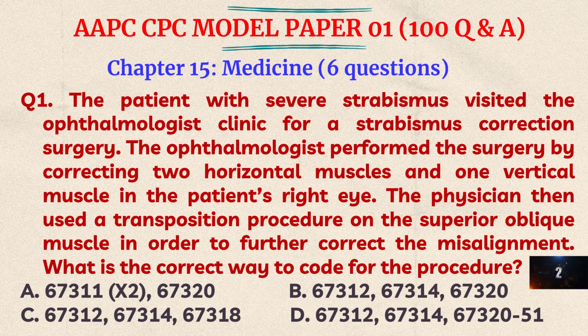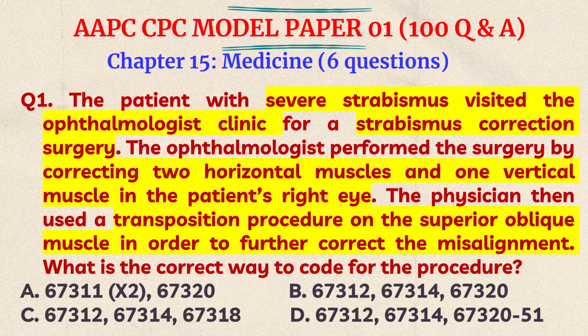3, 2, 1. Okay, in this case, you have to highlight this is a severe strabismus case. The patient visited the ophthalmologist for the strabismus correction surgery, correcting 2 horizontal muscles and 1 vertical muscle in the patient's right eye, with a transposition procedure on the superior oblique muscle in order to further correct the misalignment. When you see the codes, you can notice that the first answer, that is 67311 and 67312, is available in all 4 answers. Other than that, 314 and 320 are also available. So you can use the elimination method to find the answer. So directly go to the code.